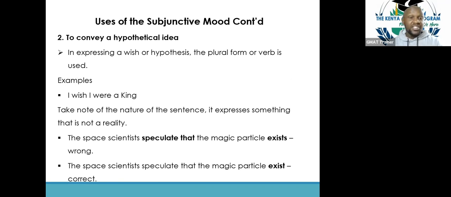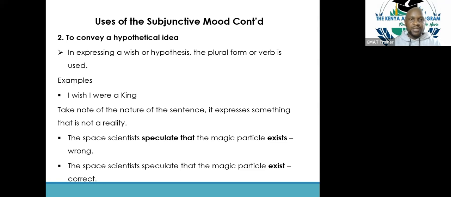So of course, that's a hypothesis. The author or the speaker in this case is not a king, but they're wishing that they were. So in that case, the verb was, instead of saying, I wish I was a king, you say, I wish I were a king. So also take note of the nature of the sentence. It expresses something that's not a reality. Again, that's a hypothesis.